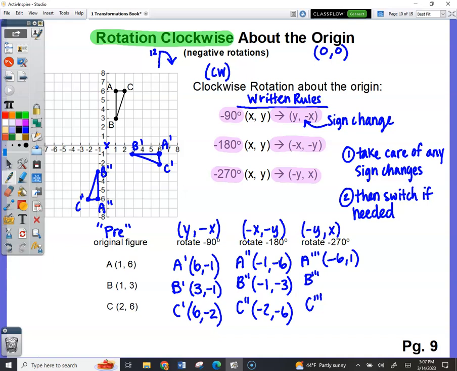B is 1, 3. Change the sign of Y. What do you get? 1, -3, and then switch them. Then graph it.